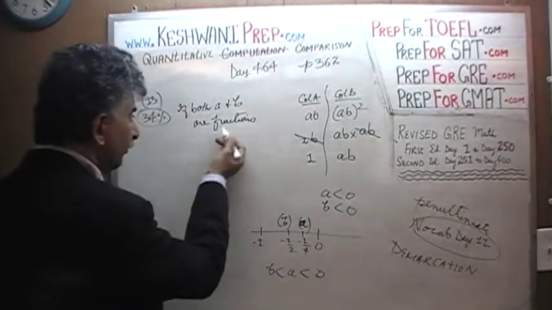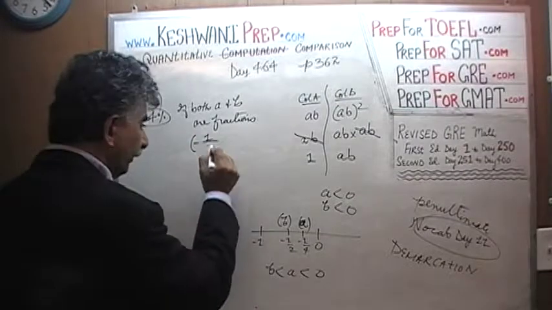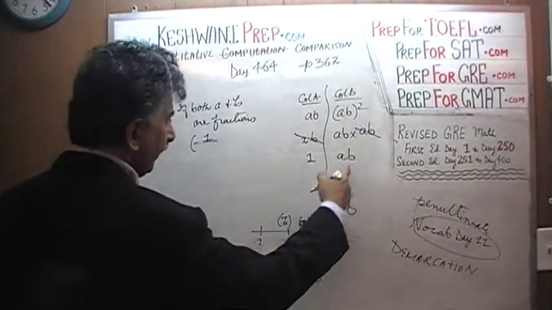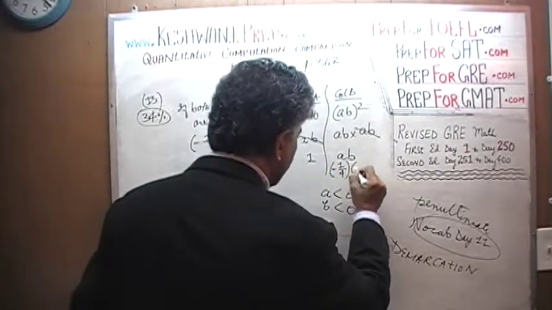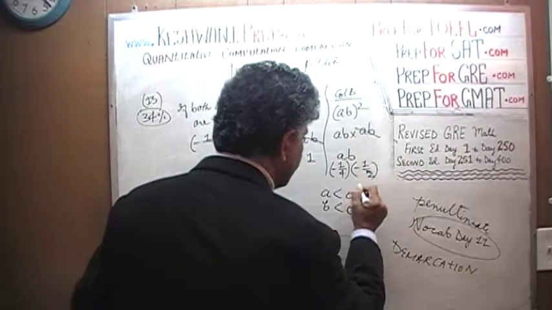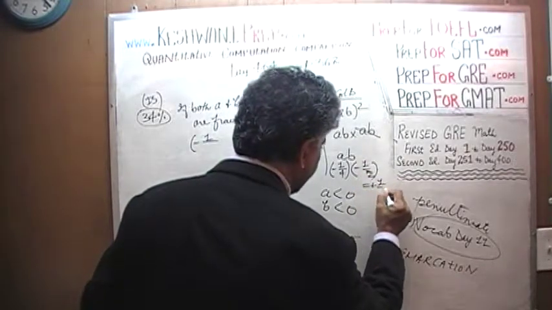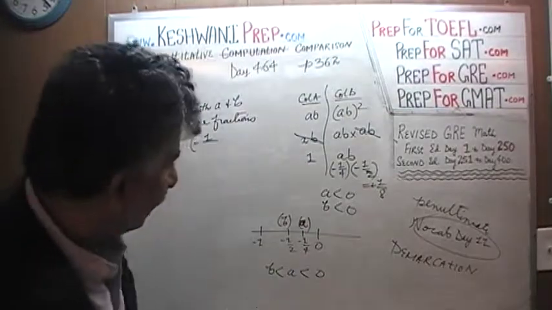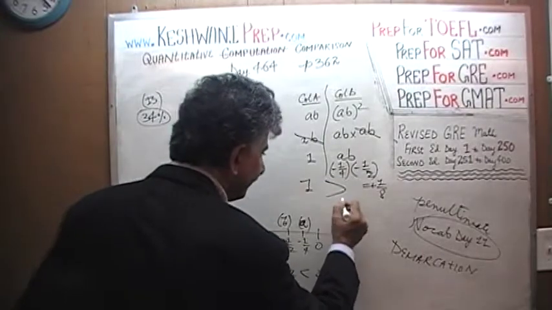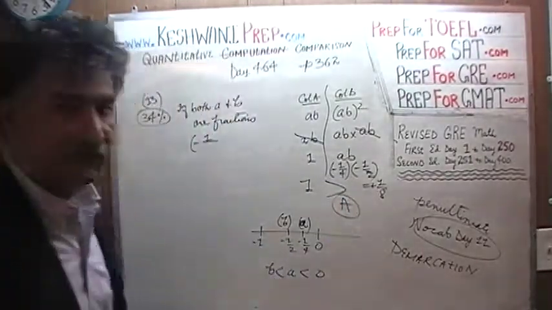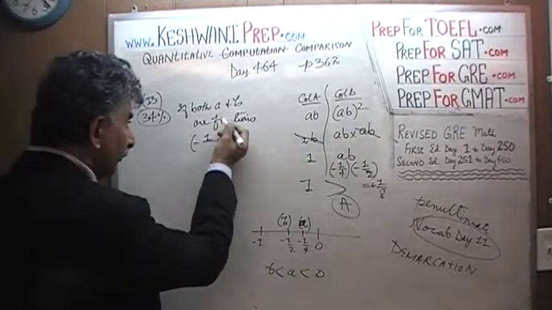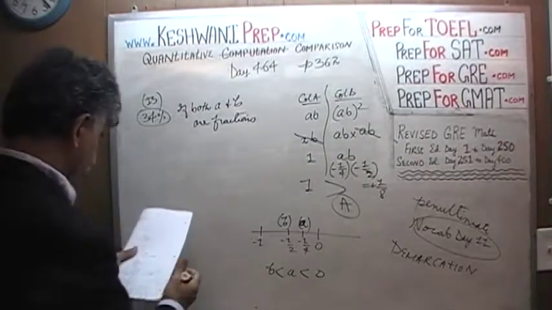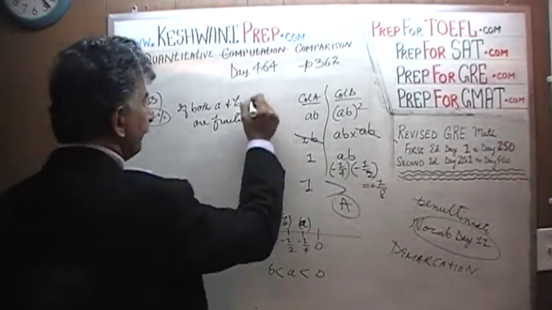The point is that if they're both fractions, then a times b, with a being negative half and b negative quarter, is going to be positive 1/8. 1/8 is less than 1. In this case, the answer is going to be A. On the other hand, if they are both fractions, the answer is going to be A.